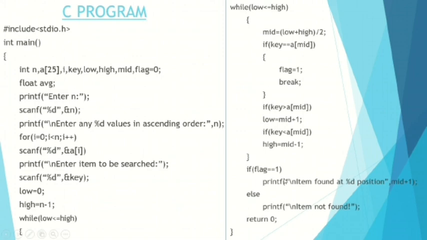The last part checks whether the flag is equal to 1. If yes, then it prints the item found and its position, or else it prints item not found.